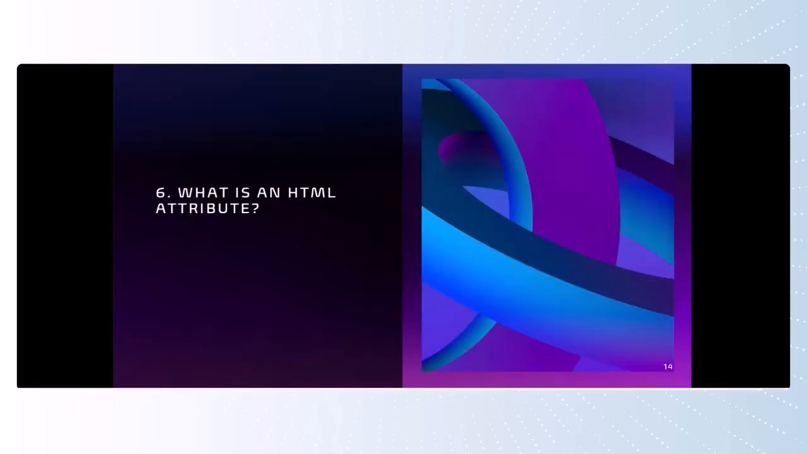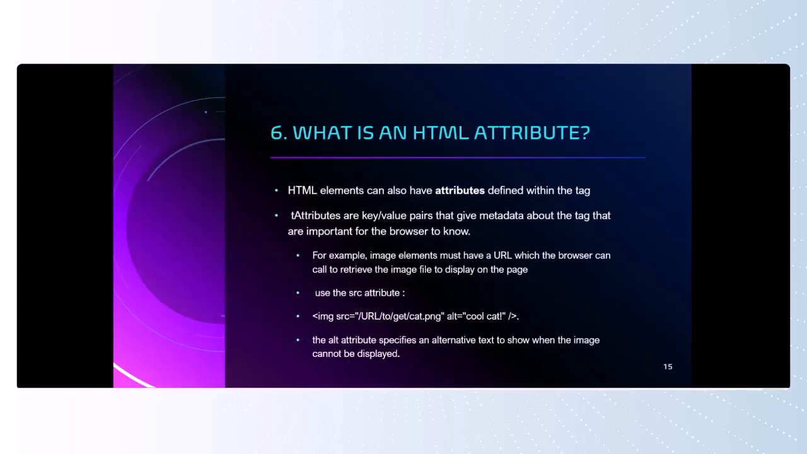What is an HTML attribute? Elements can have attributes defined within the tag. So attributes are the key-value pairs that give metadata about the tag that are important for the browser to know.